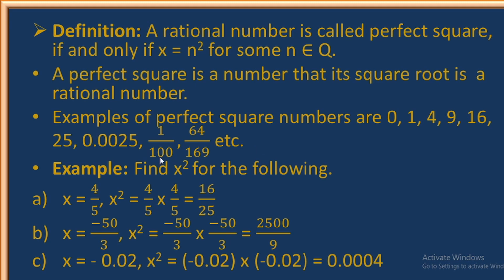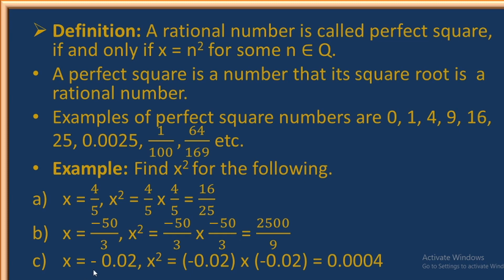For example, over here, find x square in each of the following numbers. A, x is equal to 4 over 5. To find x square, just multiply 4 over 5 the whole square, meaning 4 over 5 times 4 over 5 is equal to 16 over 25. B, x is equal to negative 50 over 3, a negative fraction. To find x square, just multiply negative 50 over 3 by negative 50 over 3, which is 2500 over 9. Don't forget that negative times negative is positive.